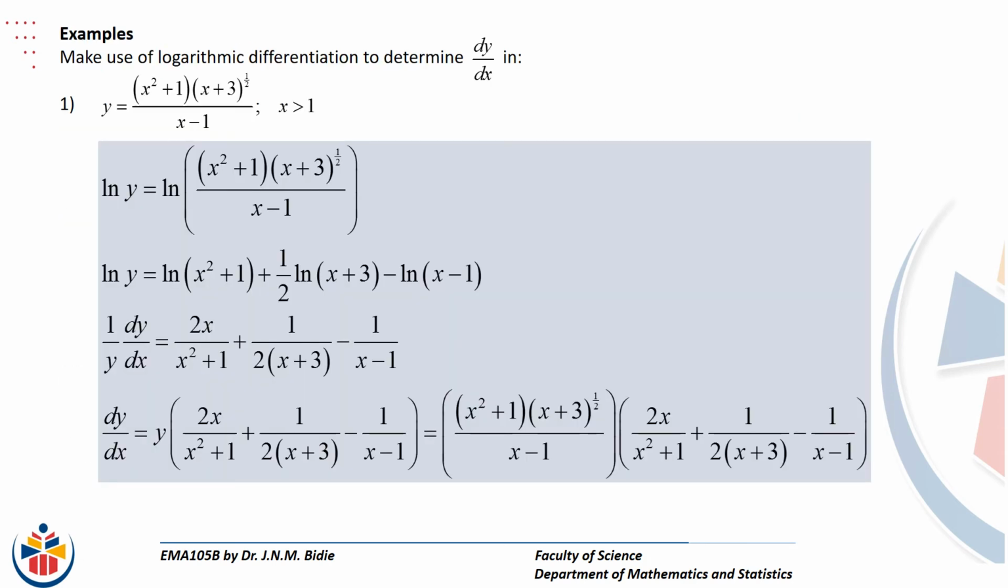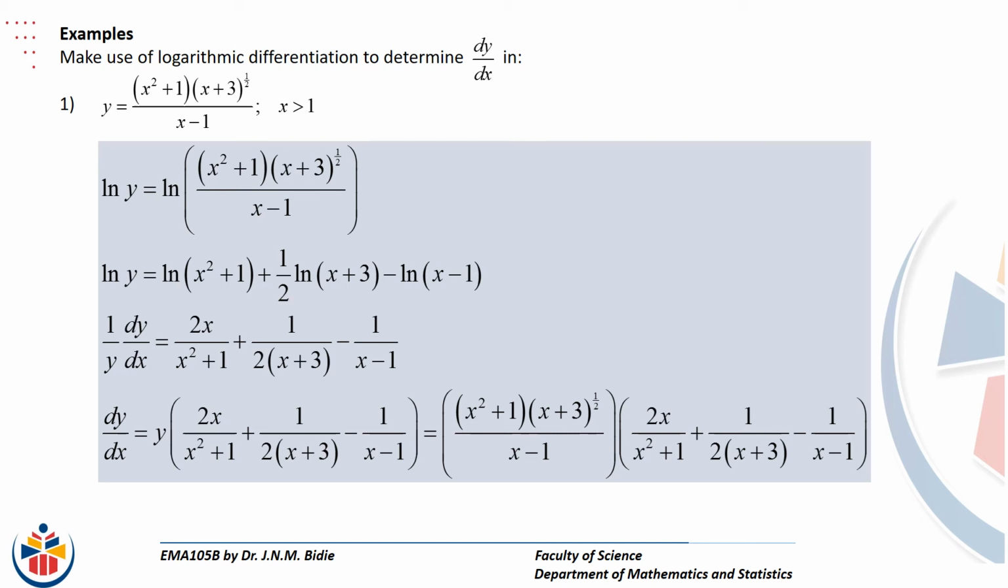Making use of log differentiation to find our derivative of y with respect to x. The first expression of y is in the numerator, I've got x squared plus 1 into x plus 3 all to the power half, and all of this is divided by x minus 1, and the restriction is that x must be greater than 1. First step requires that we introduce ln to both sides of the expression, and that's exactly what we've done there.